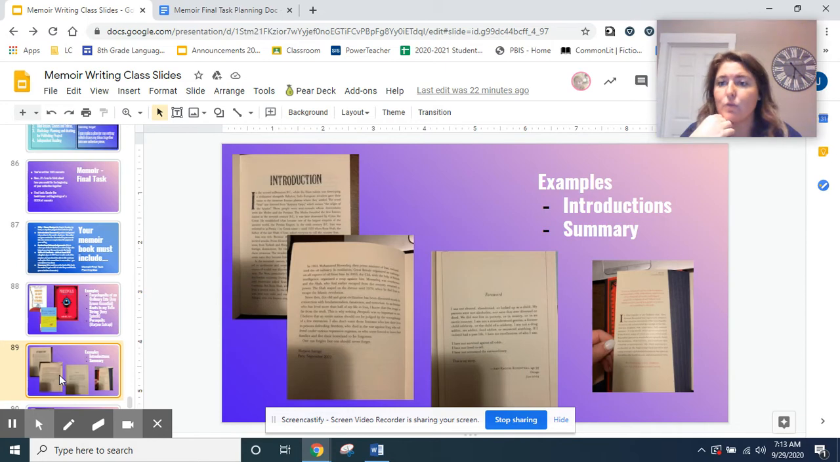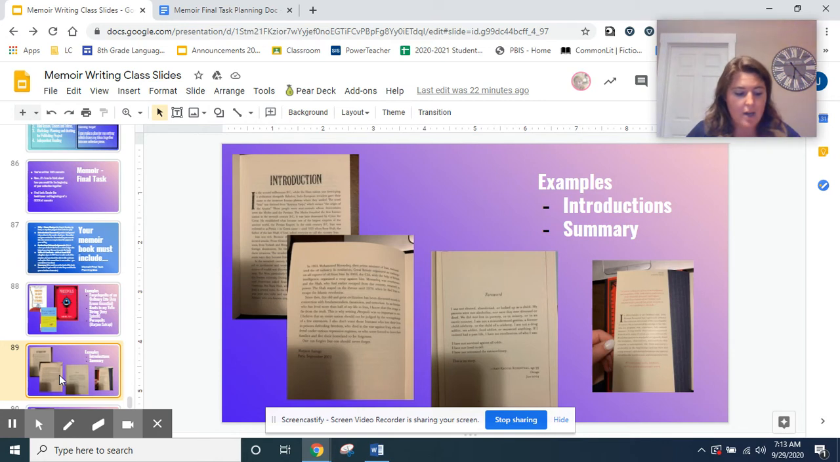If you have some stories that maybe you need to give some background information for, you could potentially add an introduction like this, or it could just be really short.